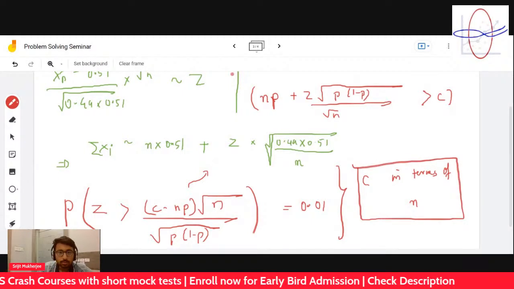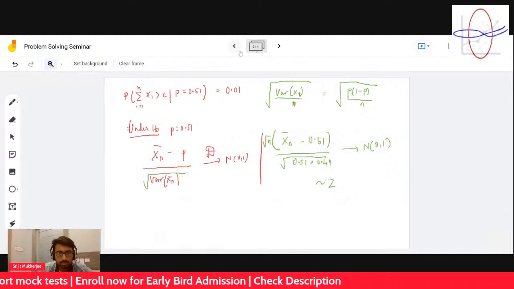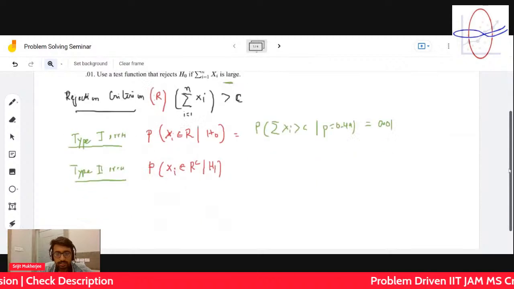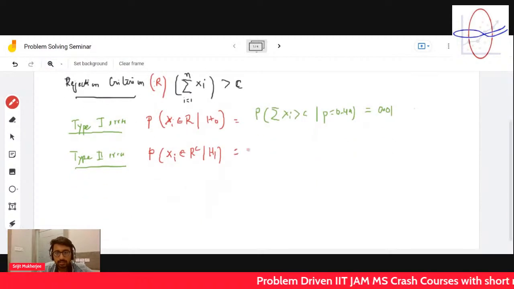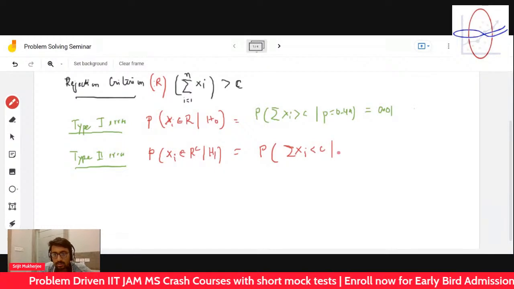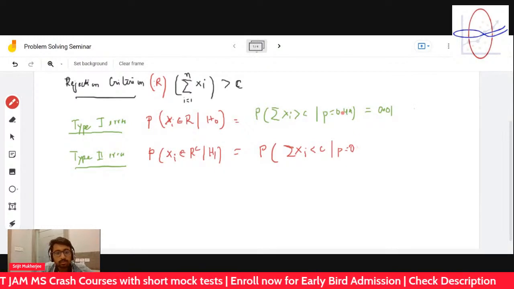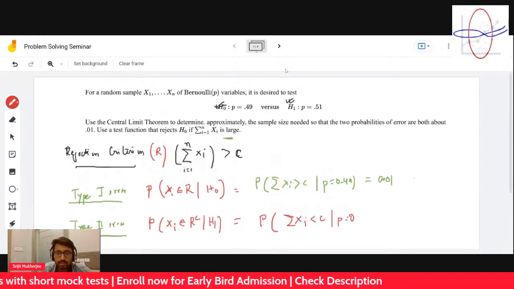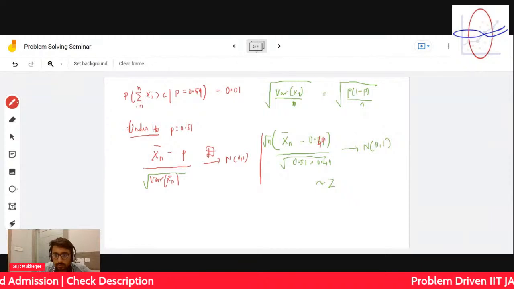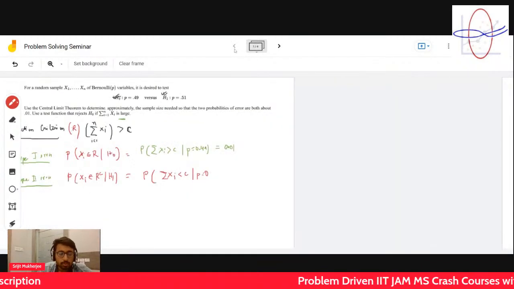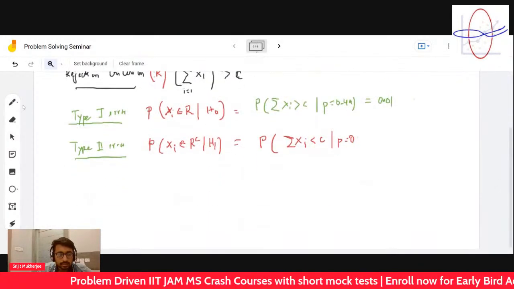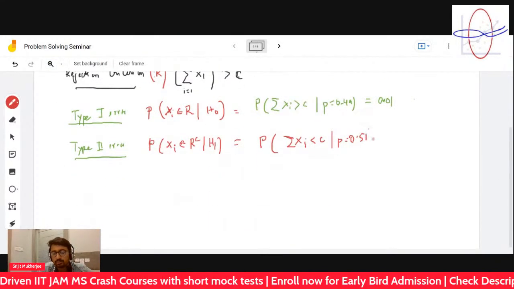Okay, so now you put that value of c over here. You put the value of c in this, and you now have to calculate the probability that summation xi is less than c, given p is equal to 0.49 now. Sorry, this will be 49 instead, and this remains the same. So from here you can calculate this opposite probability given p is equal to 0.51.